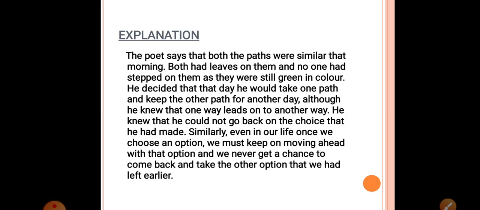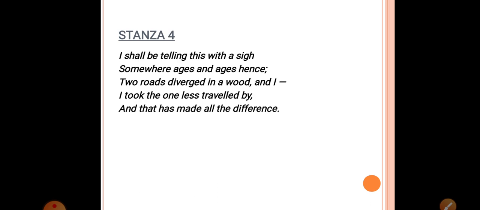The poet says that both the paths were similar that morning. Both had leaves on them and no one had stepped on them, as they were still green in color. He decided that he would take one path and keep the other path for another day. Although he knew that one way leads to another, he knew that he could not go back on the choices he had made. Similarly, even in our life, once we choose an option, we must keep on moving ahead with that option, and we never get a chance to come back and take the other option that we had left earlier.